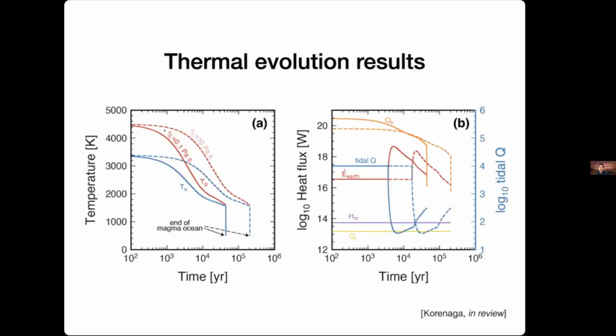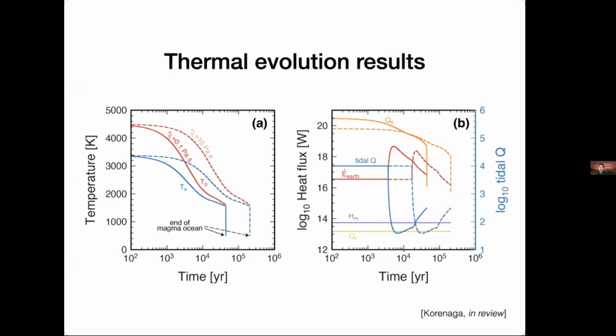And this is a representative result from some evolution modeling. The left panel shows the mantle potential temperature in red and the surface temperature in blue. We start with a potential temperature of 4500 K to put the whole mantle above the liquidus. And the magma ocean cools down with a time scale of about 10 to the 4th to 10 to the 5th years. And this sudden drop in surface temperature marks the end of the magma ocean phase.